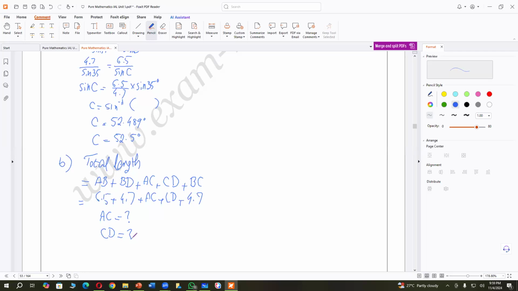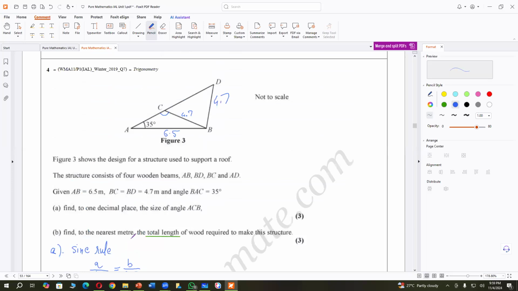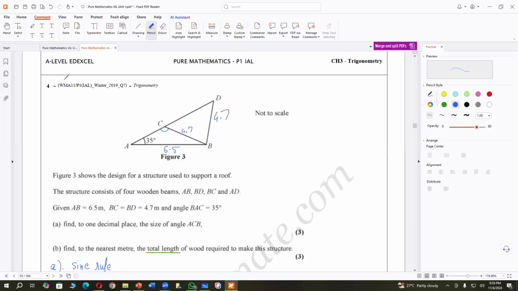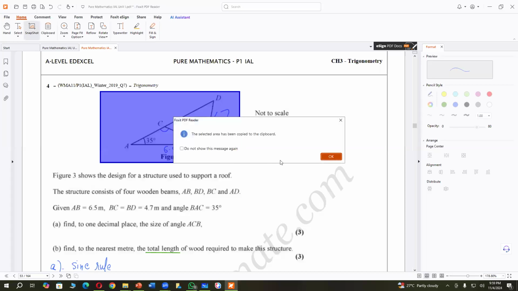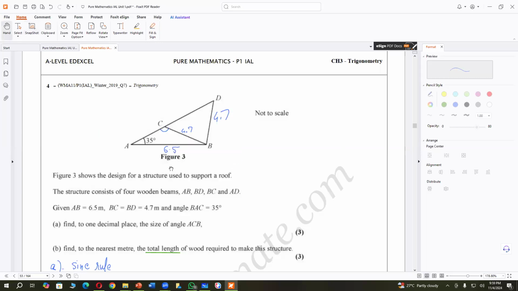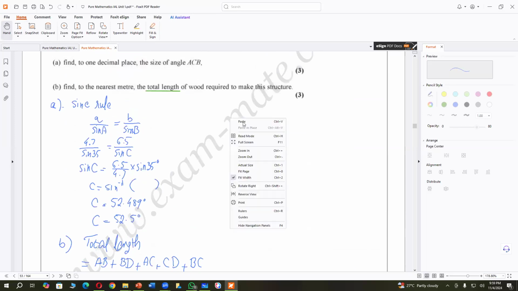So if I have this triangle, can I use a sine rule or something like that? I have the angle now. So if I have the angle, I can use it to find the remaining sides. Oh yeah, you can. Okay. So I get them here.